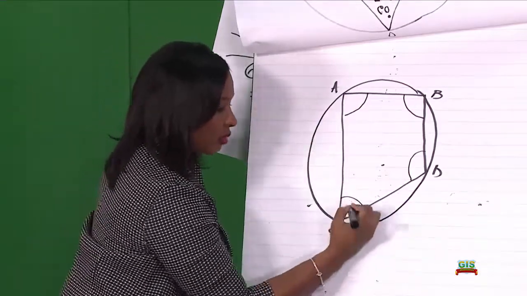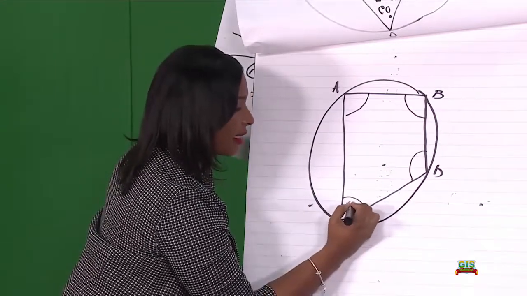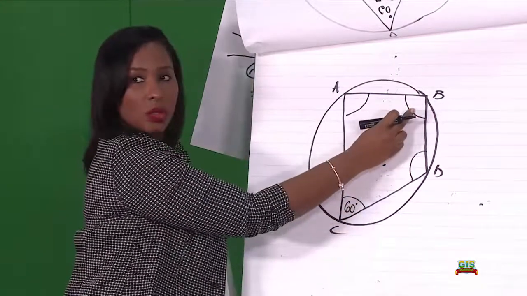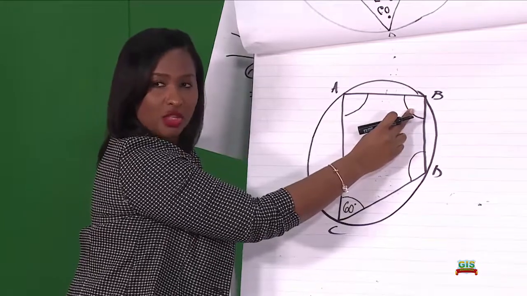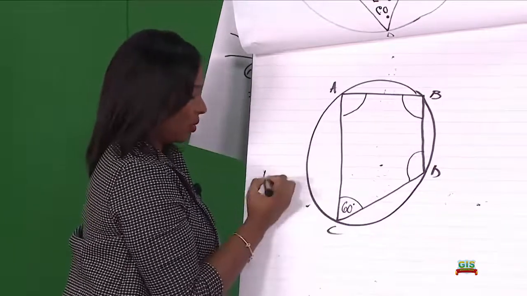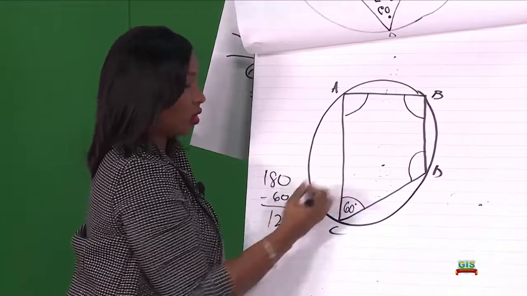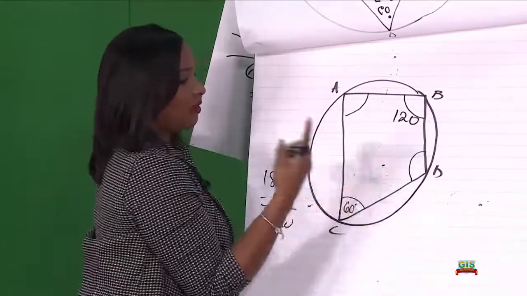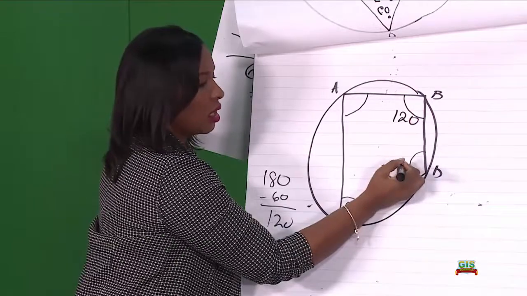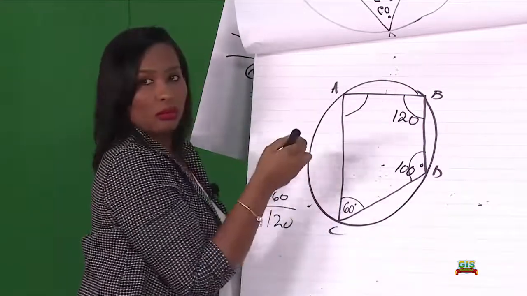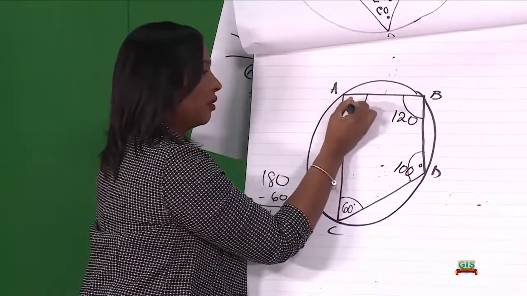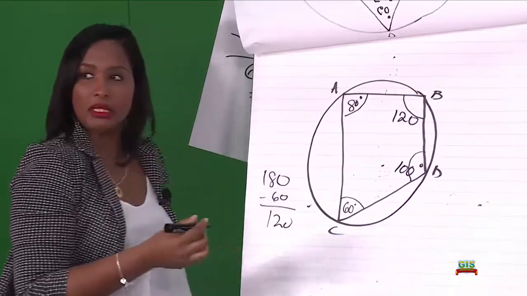So if this one, for whatever reason, is 60 degrees, how much would this one be? Remembering that they're supplementary, they add up to 180. So it would be 180 minus 60. This one would be 120. Very good. And for whatever reason, if this one is 100, how much would this one be? Quick math. 80 degrees. Good. So basically, that's what we've done.